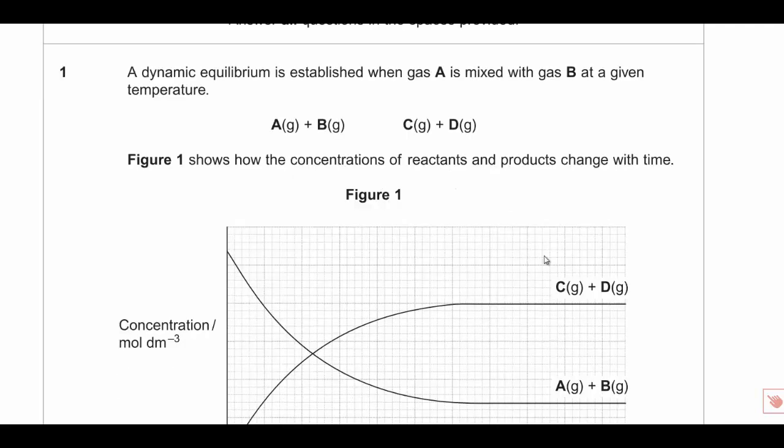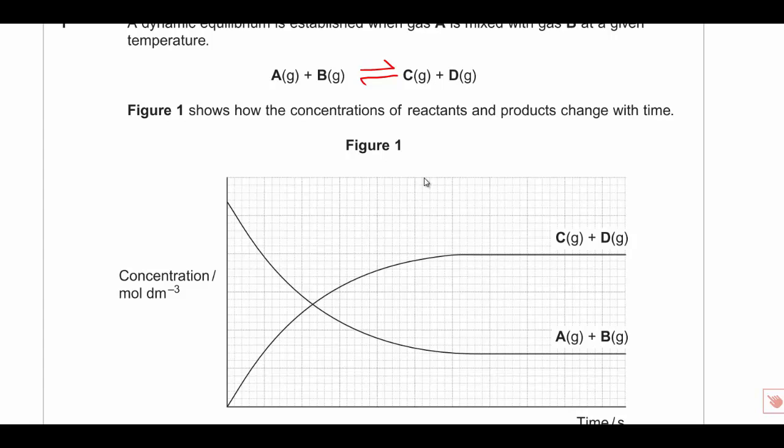So, first question: a dynamic equilibrium is established when gas A is mixed with gas B at a given temperature. And we've got a reaction here: A plus B. I think what we're supposed to have here, although it's copied weirdly, is an equilibrium there, and obviously dynamic equilibrium given. For some reason the symbol hasn't gone across. There we go. Figure 1 shows that the concentrations of reactants and products change with time.